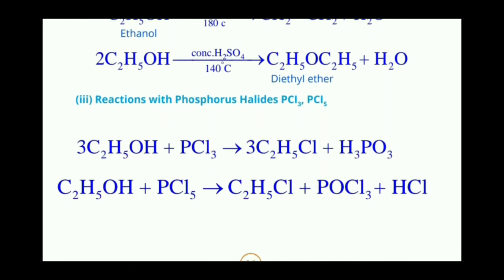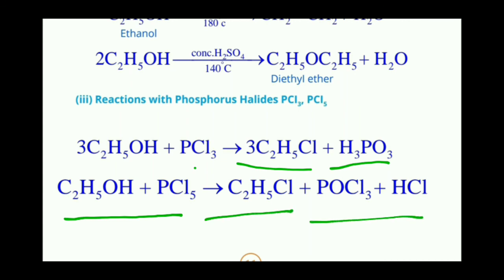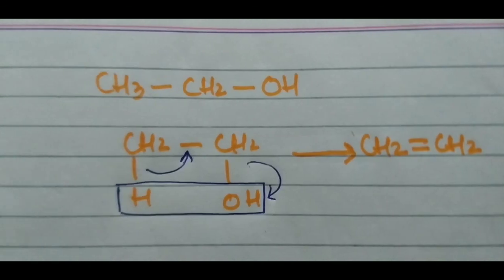Okay. Third group of reactions is in which the alcohol reacts with phosphorus halides. Phosphorus halides means something related to halogens, compounds of phosphorus and halogens, PCl3 and PCl5. So both are basically the source of chloride ion. Ethanol reacts with PCl3 to form ethyl chloride and H3PO3, which is orthophosphoric acid. And also ethanol reacts with PCl5 to give ethyl chloride, and the byproducts are POCl3 and HCl. So basically these are the source of chloride ion.